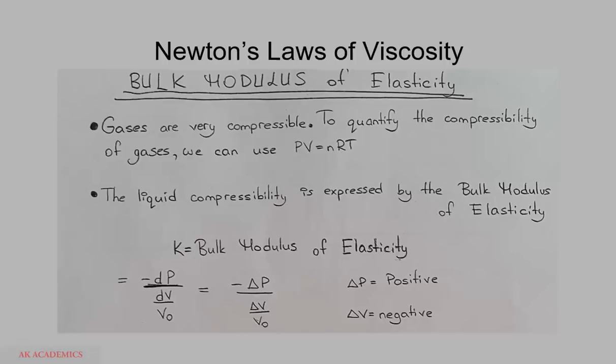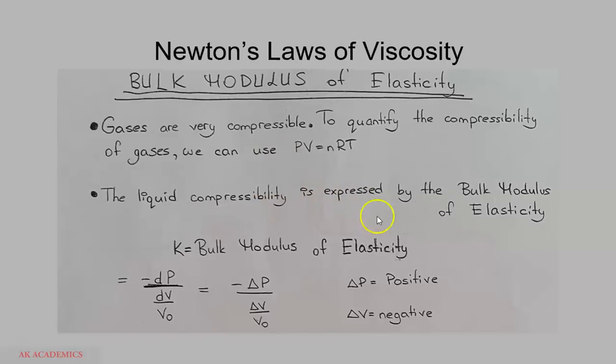Gases are very compressible. To quantify the compressibility of gases, we can use PV equal to nRT. And don't forget, we said this is an equation that represents the ideal gas law, where P is our pressure, V is the volume, R is the gas constant, T is the temperature, and n is the number of moles or amount of substance.